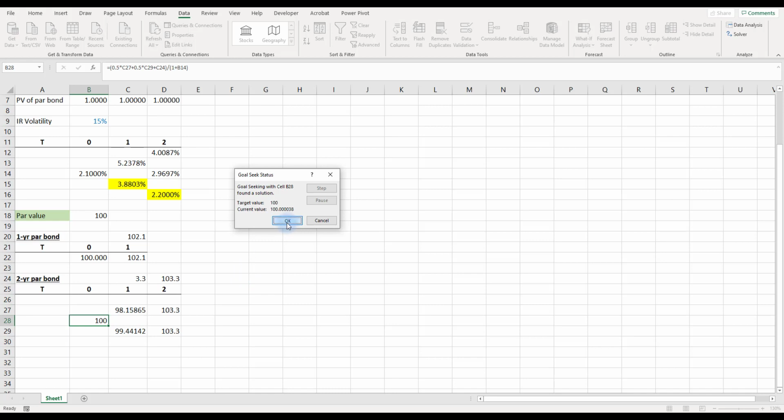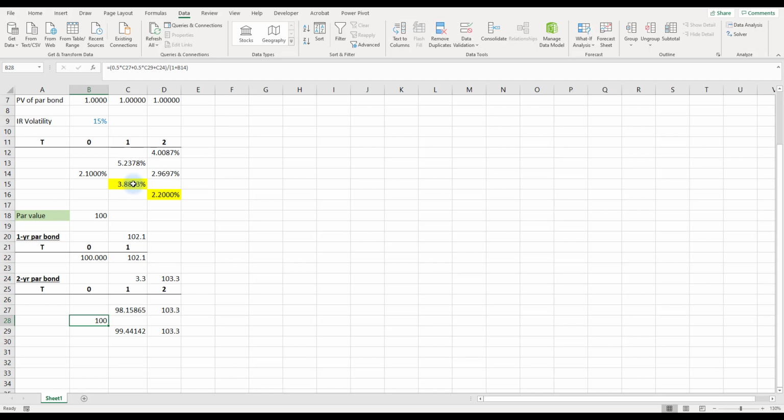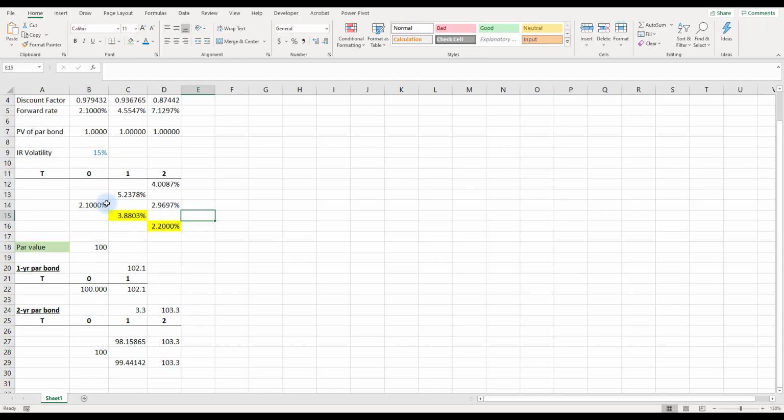So our final result here is 3.8803%. This tells us that for the arbitrage-free value to be equal to 100, for the calibration to be done, the rate in the lower knot here has to be 3.8803%, and the rate in the upper knot here will be 5.2378%. Okay, so we are done with the 1 year period, the interest rate in the 1 year period.